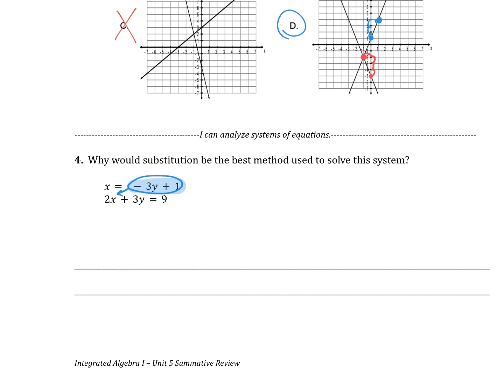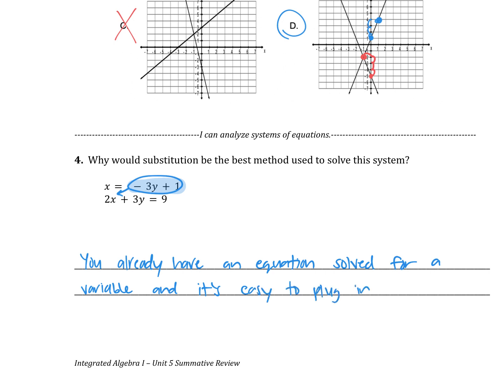I would say something along the lines of, you already have an equation solved for a variable, and it's easy to plug in to solve for y.